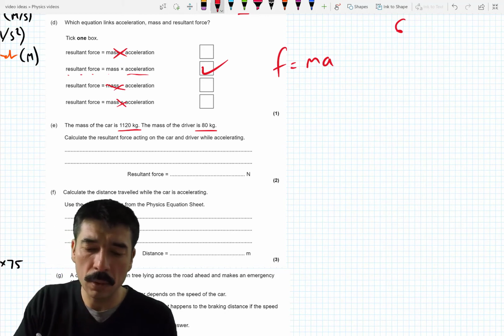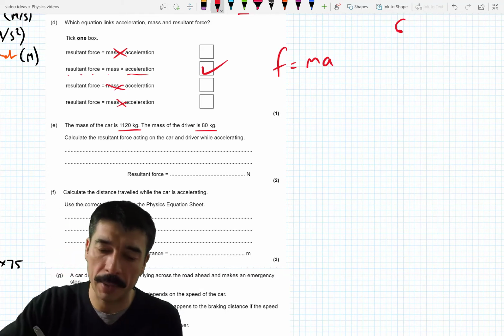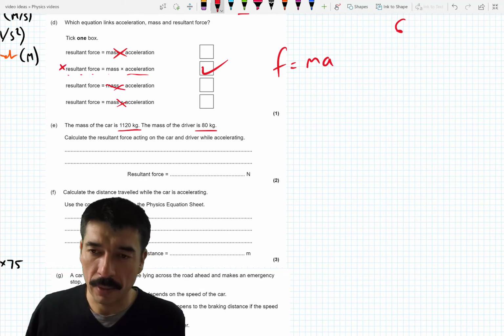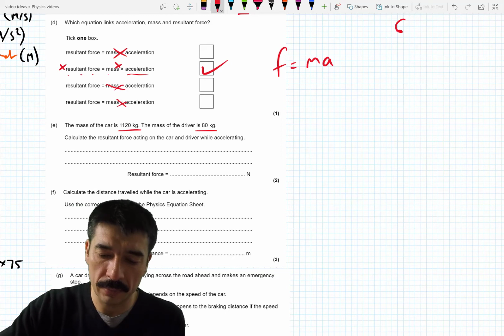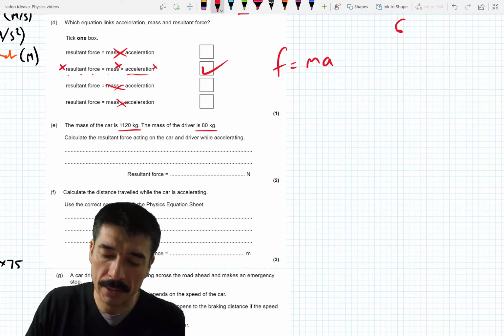Resultant force. Oh, hold on. I've just been given this equation. This is what the exam board do. They try to help you a bit sometimes. So they're asking for the resultant force. I've got two masses, remember, and I'm trying to find acceleration. Okay, so let me just write the equation.